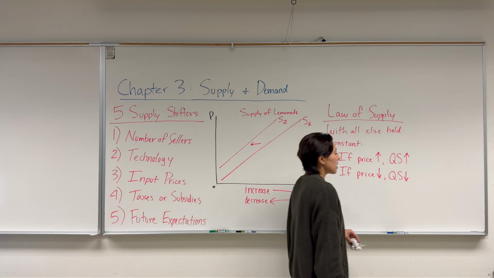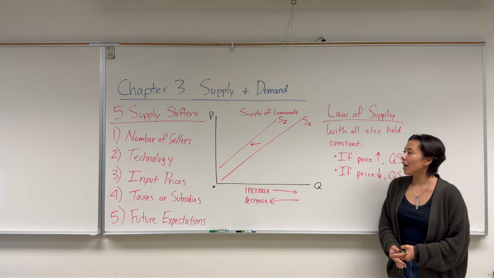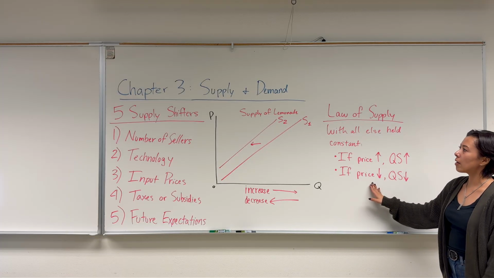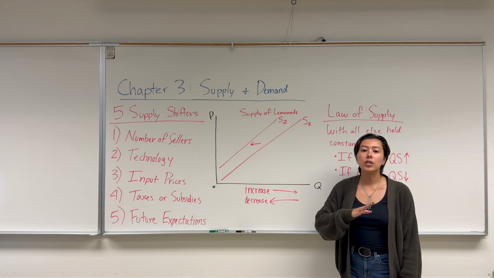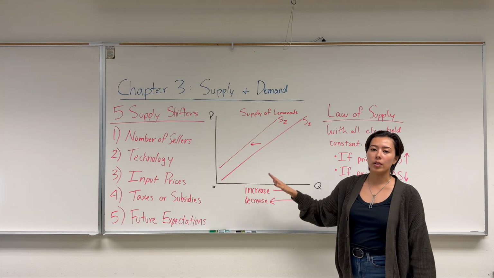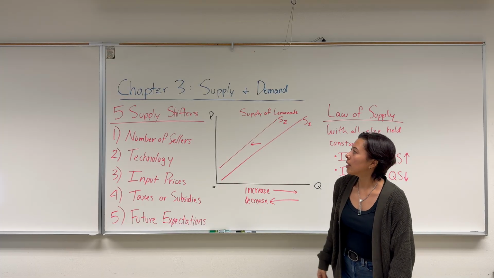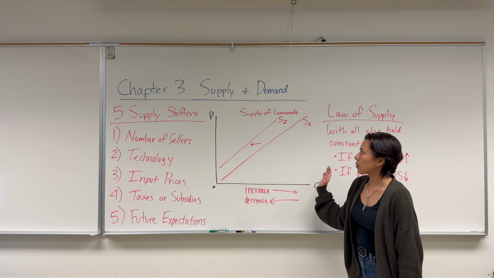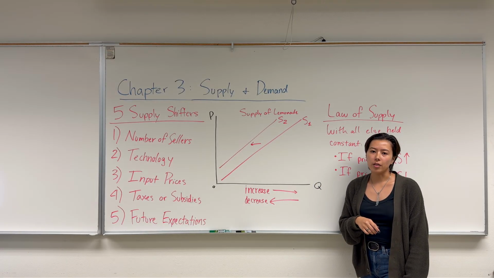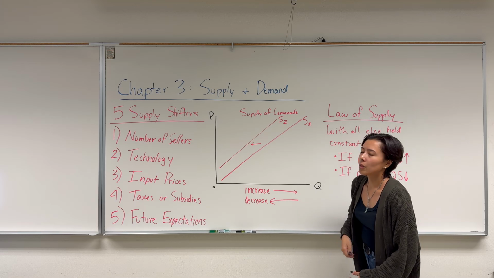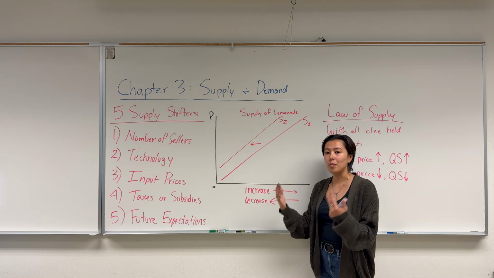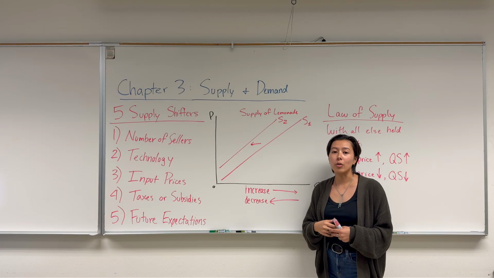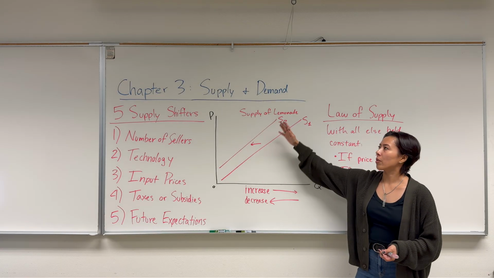All right, so this is it for our section on supply. So just a reminder, when we have a change in the price of the good itself, our supply curve does not shift. We're just moving from point to point along the curve. If we have a change in one of our 5 supply shifters, that's when we're going to see a shift in our supply curve. All right, next up, we're going to combine our demand curve and our supply curve into one graph to create our model of the market or our model of supply and demand.